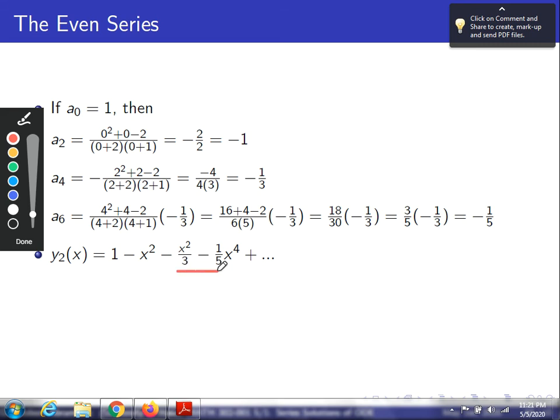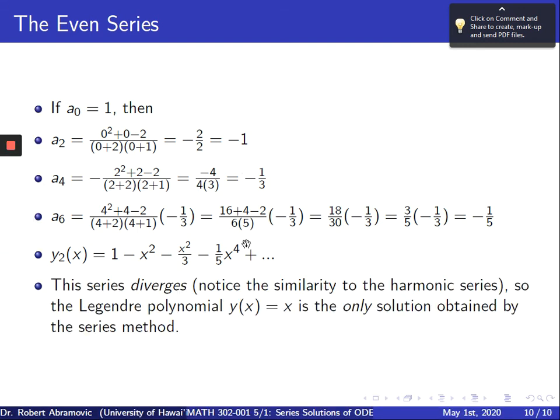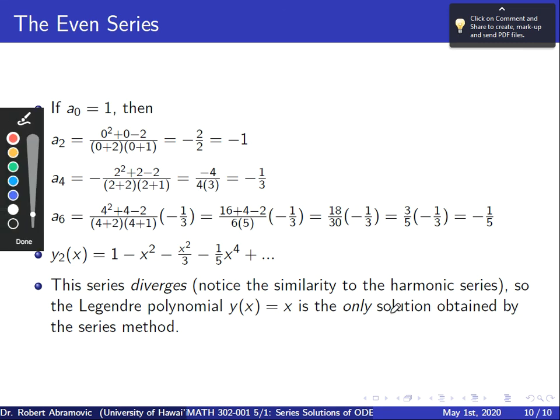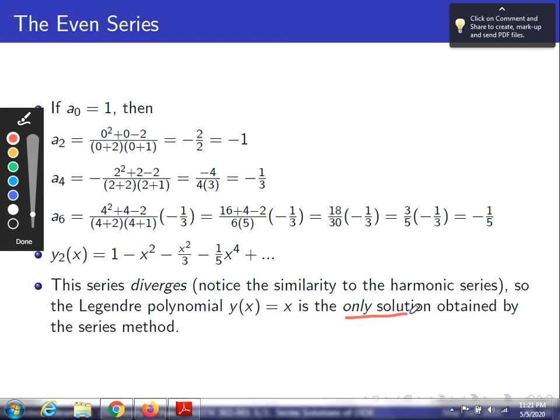they're very similar to the harmonic series. Instead of just increasing by 1 each time, you're counting and increasing by 2, with the odd numbers. But the problem is harmonic series do not converge. And it turns out this series ends up diverging. So the Legendre polynomial is the only one that's obtained with the series method. So yes, the series method is not complete, especially in this case, because it only gives one linearly independent solution.